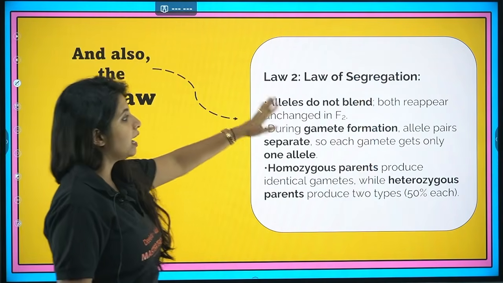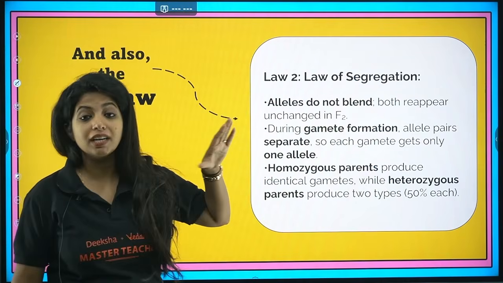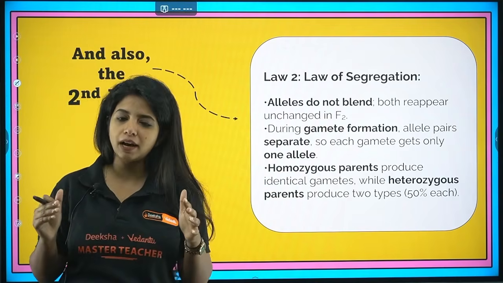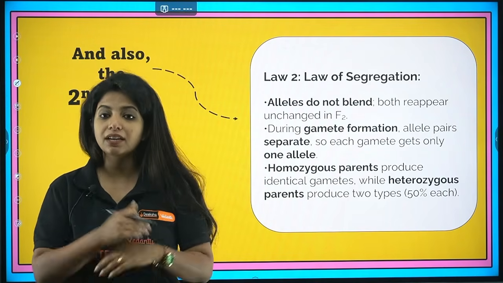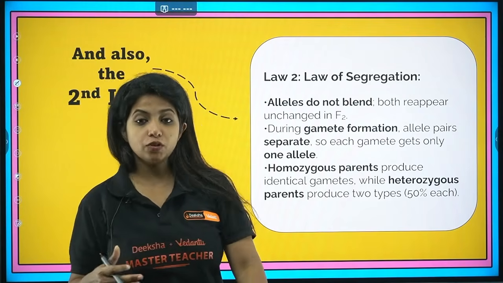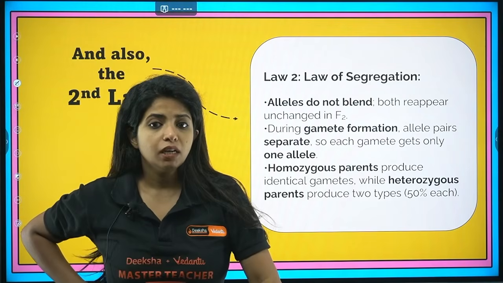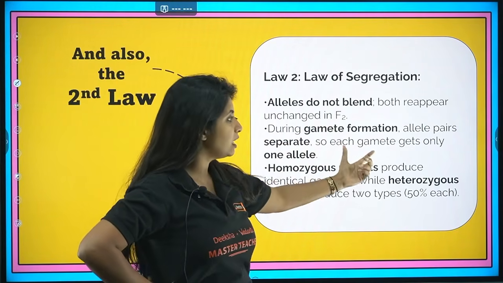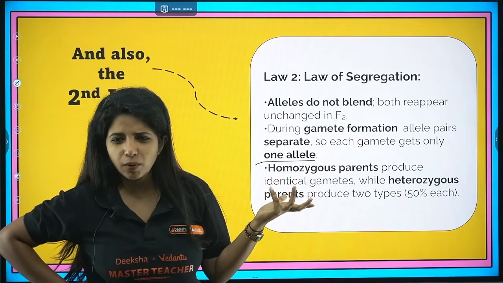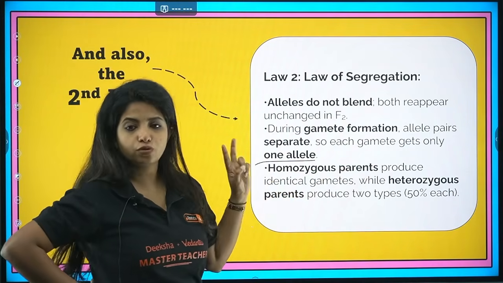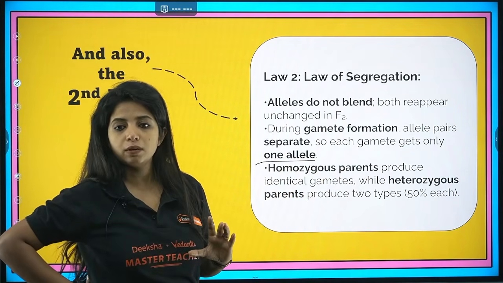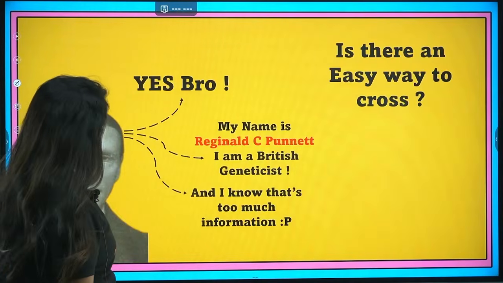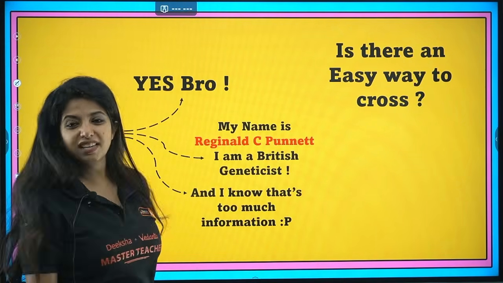Second law is law of segregation. Alleles do not blend. Both reappear unchanged in F2 generation. Yes. Alleles, do you think they are blending out there? Tall and dwarf, they are blending to give you a medium character? No. So alleles are not blending. They reappear unchanged in the F2 generation. So the first generation when dwarf character was not there, Mendel was like, where did it go? Did it blend? No, it was not. Okay, now during gamete formation, allele pairs separate, so each gamete gets only one allele. We discussed all of this, right? Homozygous parents produce identical gametes. Heterozygous parents produce what? Two types of gametes. Done. Easy, easy. Okay, now, is there an easy way to cross?